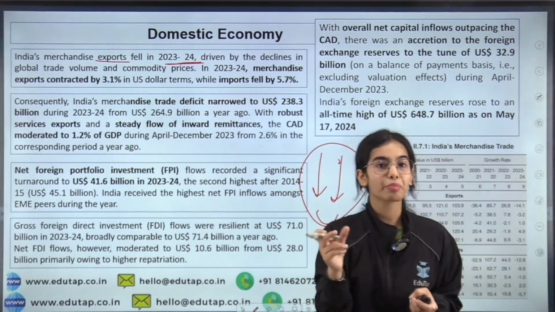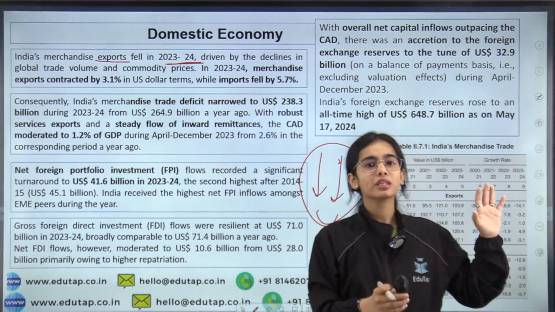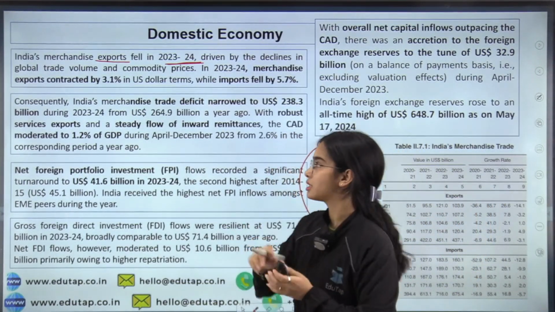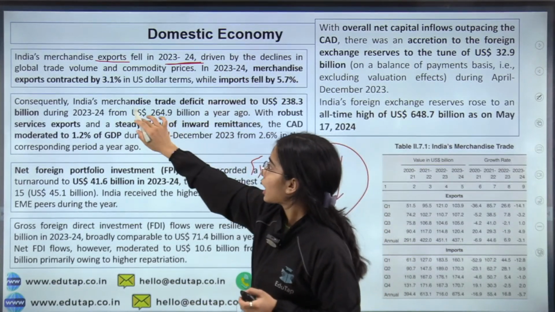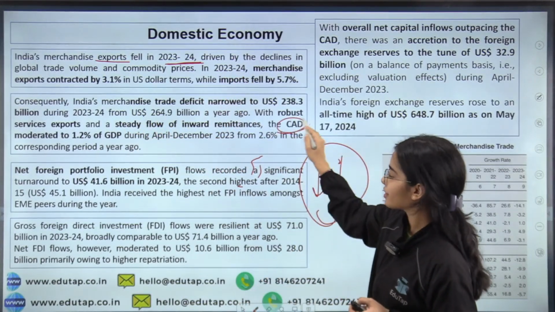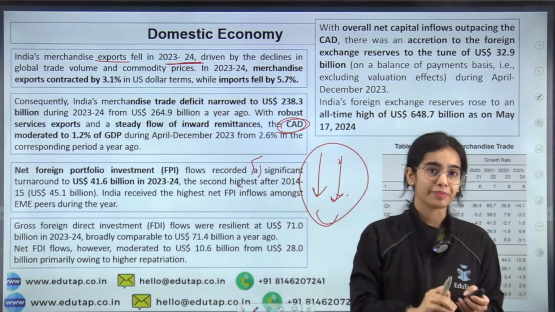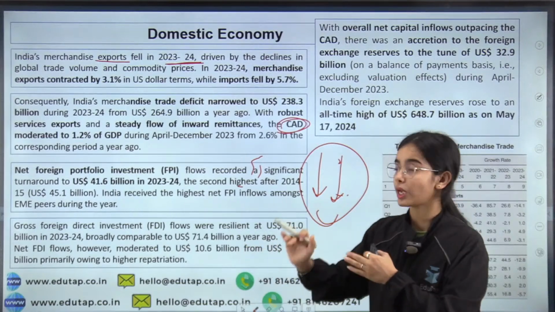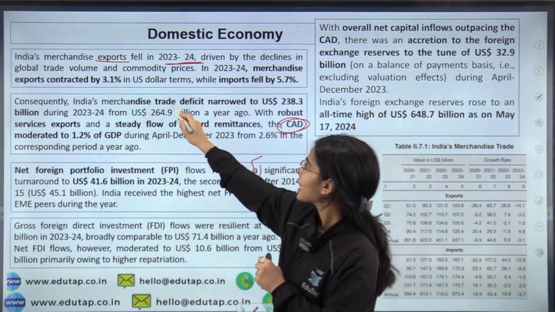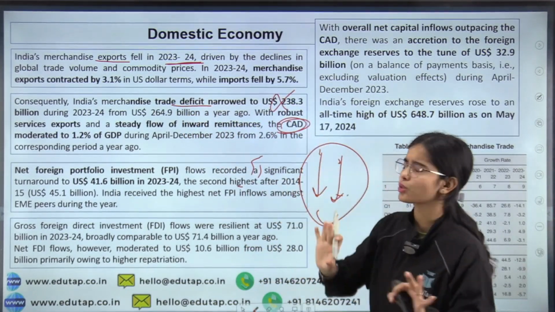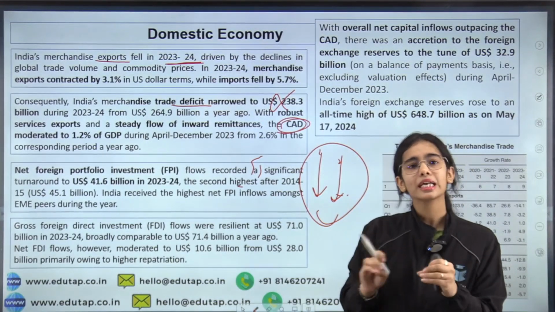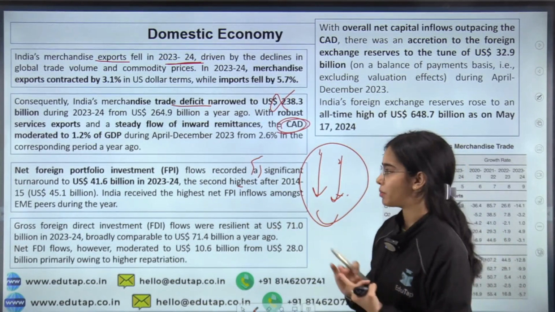Even if you do not remember the data points, that is fine, but for the answer writing you can remember this much only. Okay, so now what is the current account deficit? You need to know this, because it has been mentioned again and again by the RBI in different articles. So this is important. Merchandise trade deficit, the numbers you do not have to remember. The numbers are not compulsory for you to remember here.